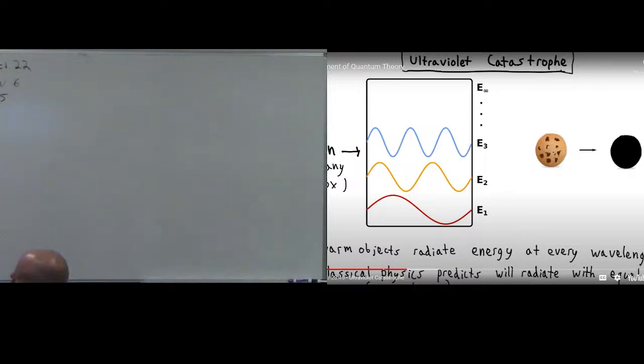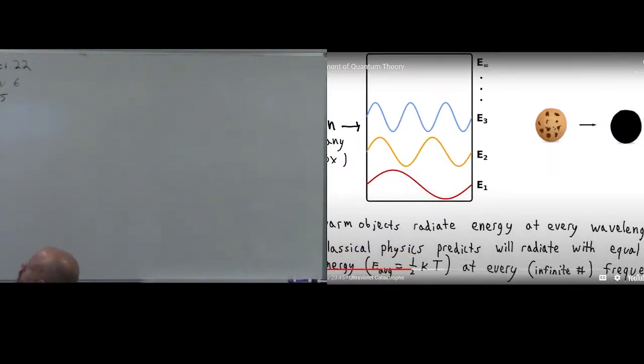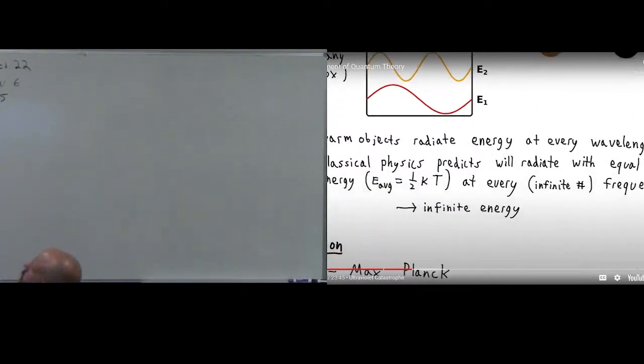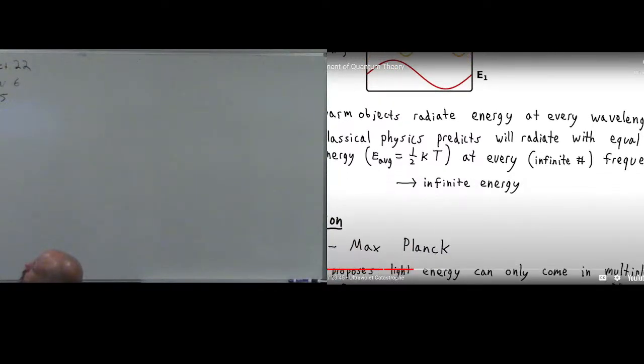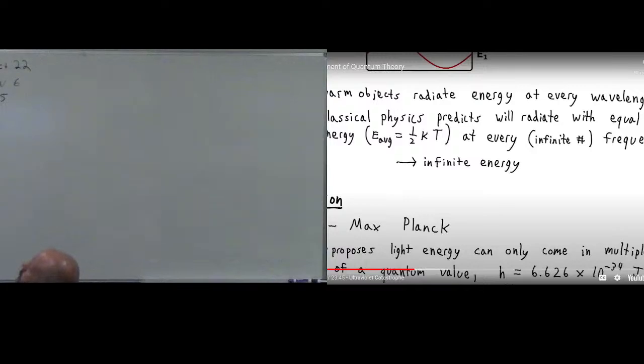That's a big problem and indicates something is fundamentally amiss with our picture of how light works or how energy works, or something is not right with our understanding of the universe, and very extremely so. Well, the solution comes in 1900 due to the German physicist Max Planck. And Planck proposes that light energy can only come in multiples of a specific quantum value. That's usually designated with an h, and h is equal to 6.626 times 10 to the negative 34 joule seconds.